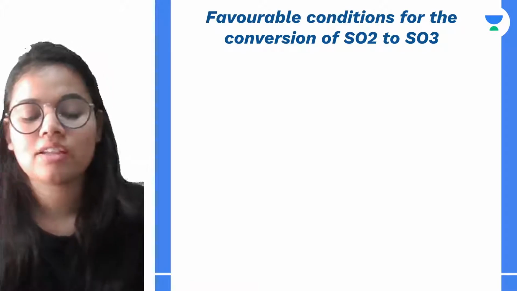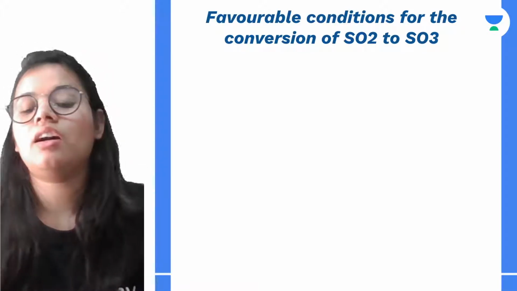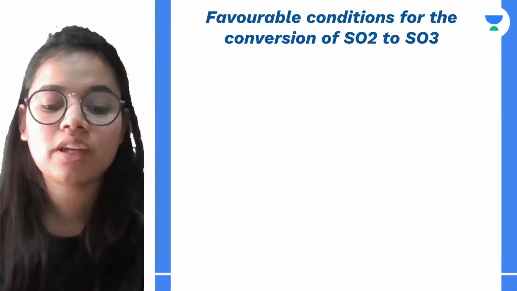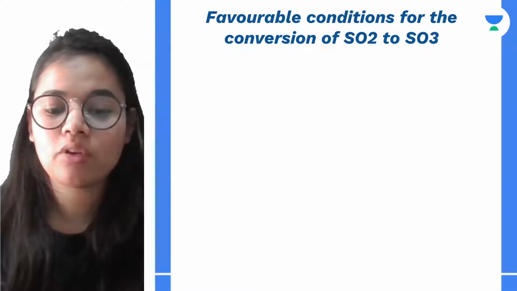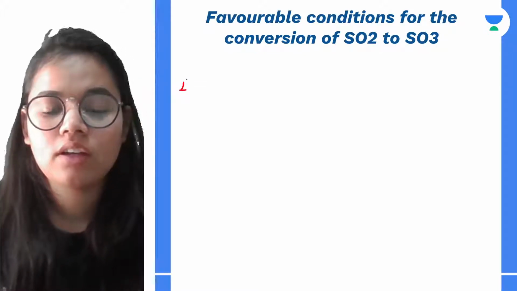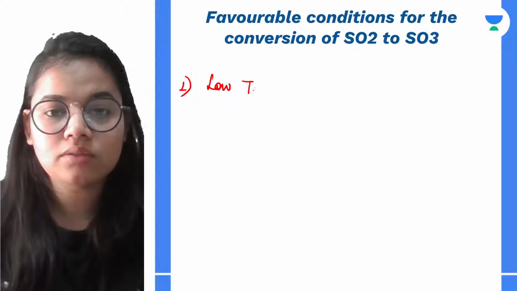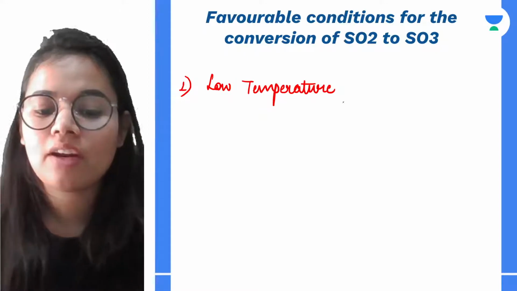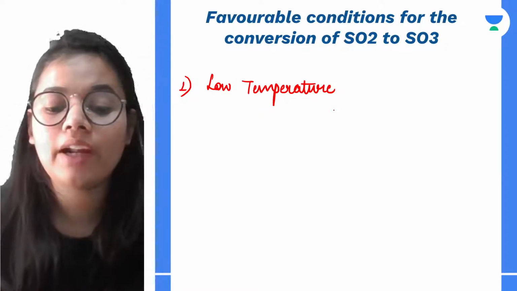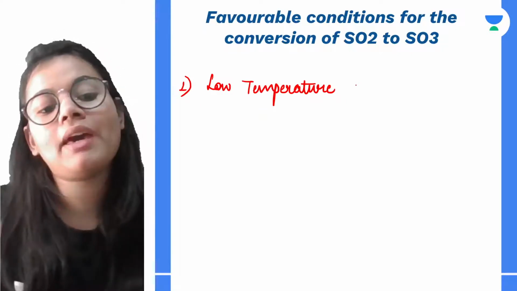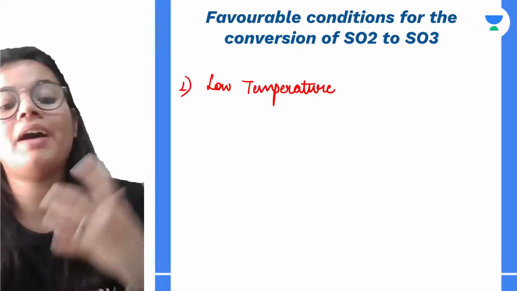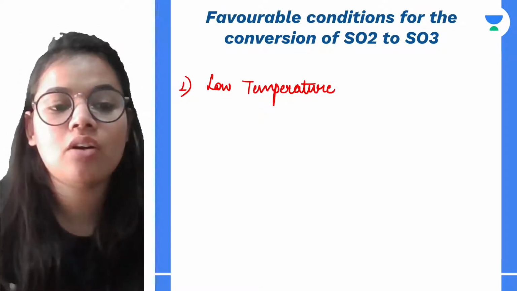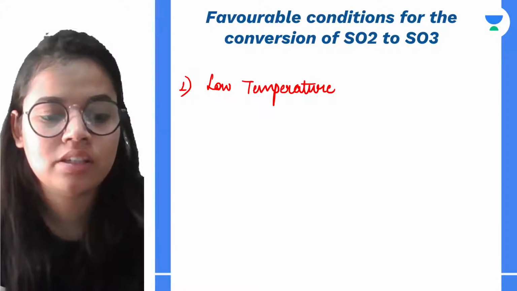Now moving on to the next thing. There can be a question: what are the favorable conditions to convert sulfur dioxide to sulfur trioxide, that is, the contact process? First of all, low temperature. This is an exothermic reaction, so it goes on very well at low temperature. If you want maximum yield, that is, maximum results, the temperature should be low, and the ideal temperature is around 410 to 450 degrees Celsius.